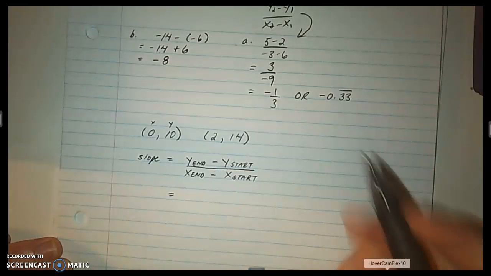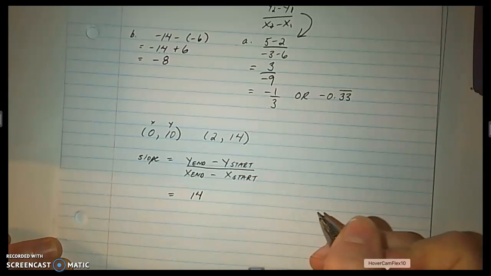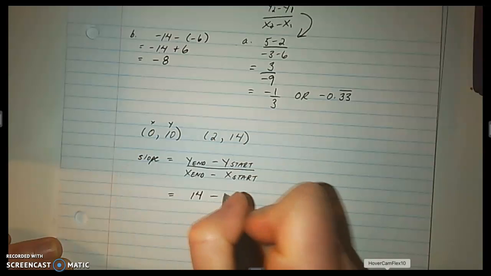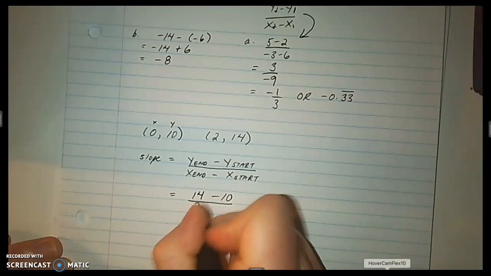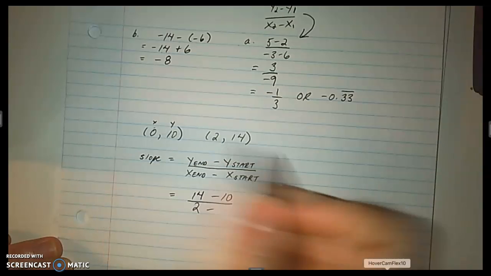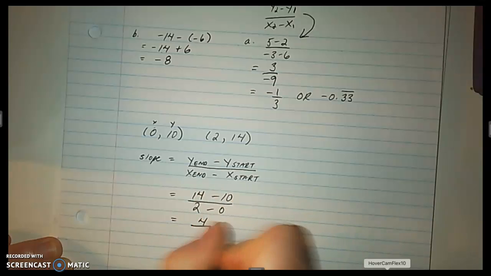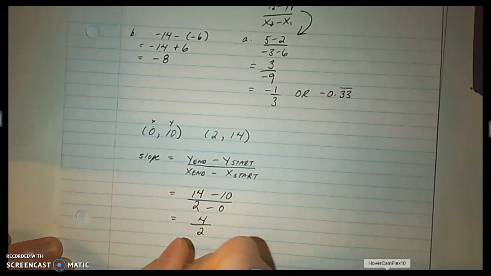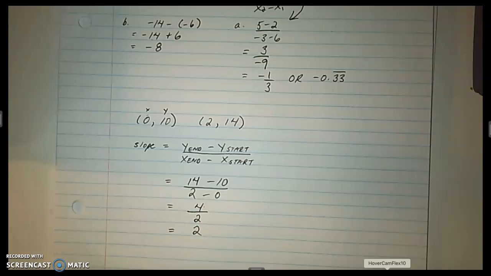So here, I would say the y at the end is 14, and the y at the start was 10, and then the x at the end was 2, and the x at the beginning was 0. So 14 minus 10 is 4, and 2 minus 0 is 2. When I simplify that, I get 2. Now, if I go back and read the question, that's the slope, but it did ask me to put that in context a little bit.